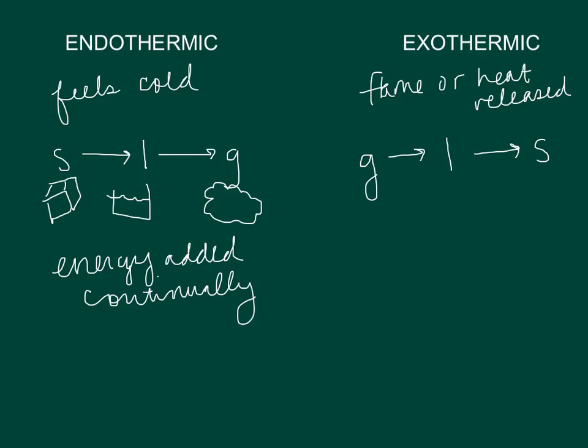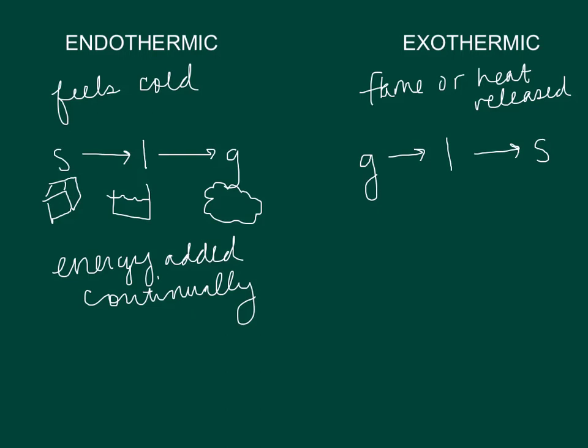So let's just review these terms. To go from a solid to a liquid, that's usually called melting. To go from a liquid to a gas, we usually call that boiling. To go from a gas to a liquid, that's called condensing. And to go from a liquid to a solid, we usually call that freezing.